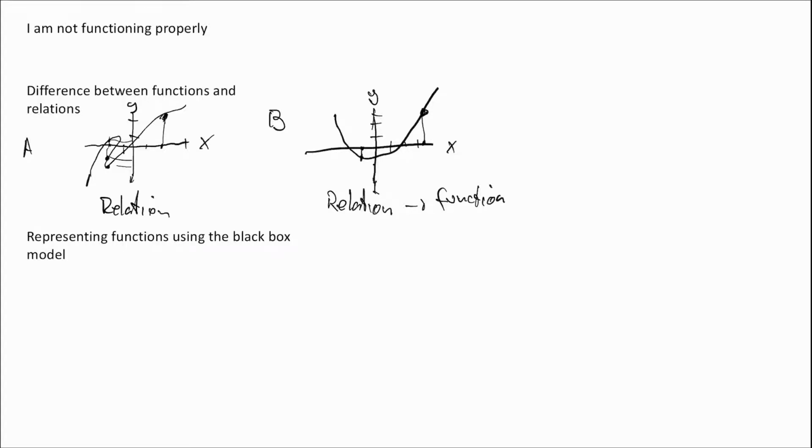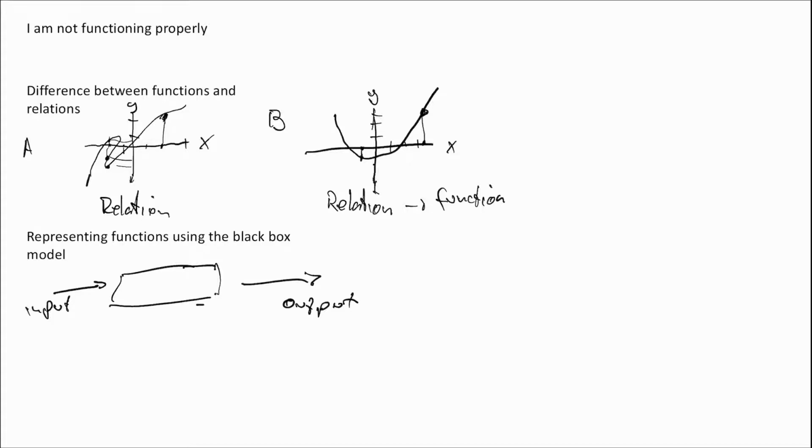Now we'll be representing functions using the black box model. So what is the black box model? The black box model is when you have an input that goes into a black box, that something happens in here, and that will give you an output. So this is your input, this is your output. So what happens inside this box? Well, you don't really know. It's something that changes your input into your output.